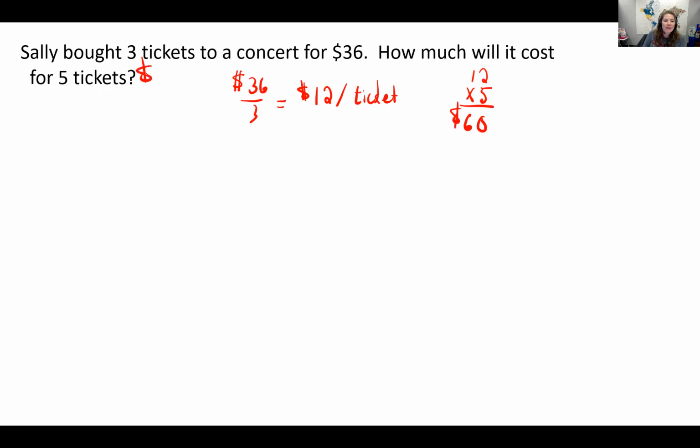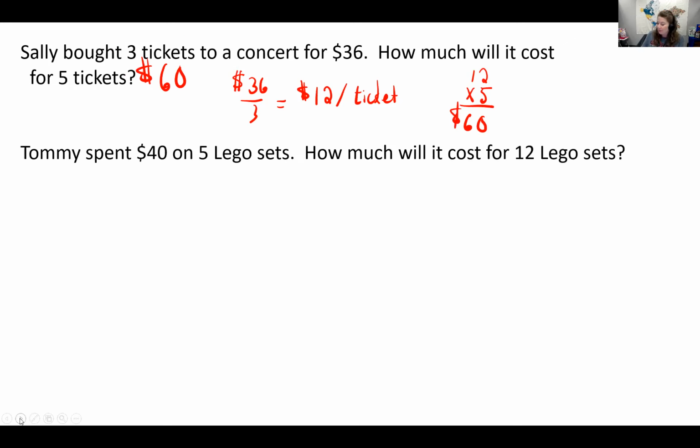All right, you guys try these on this whole page and then come back and check your answers. All right, Tommy spent $40 on 5 Lego sets. How much would it cost for 12 Lego sets? Well, what's the unit price? $40 for 5 would equal $8 per set. So for 12 sets, we're going to multiply 12 times 8, and that's going to be $96.